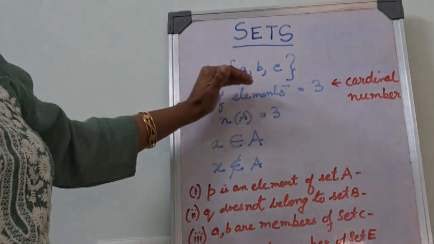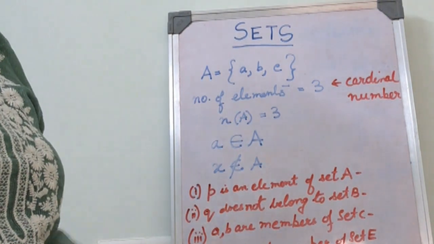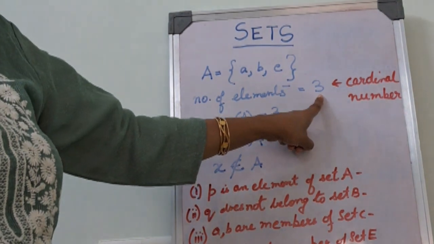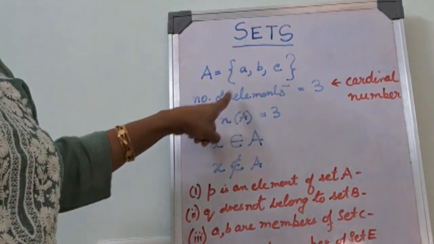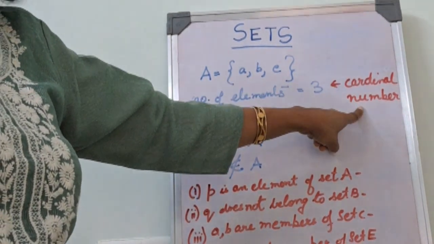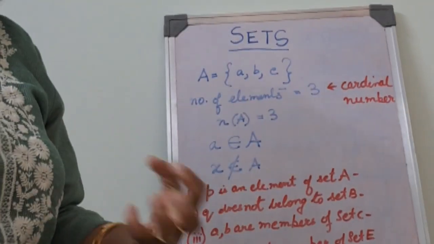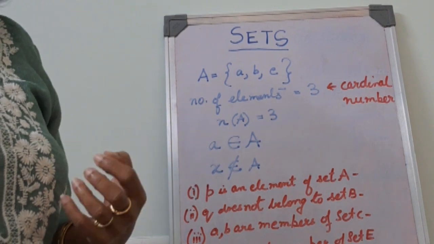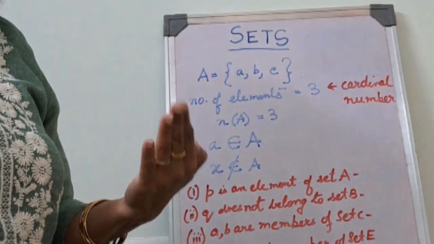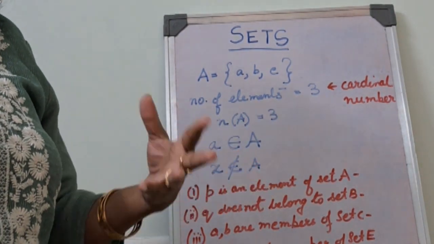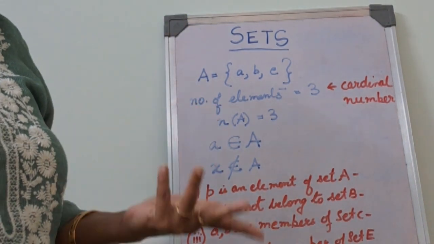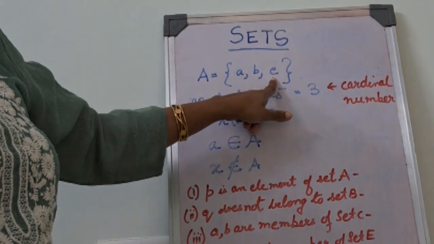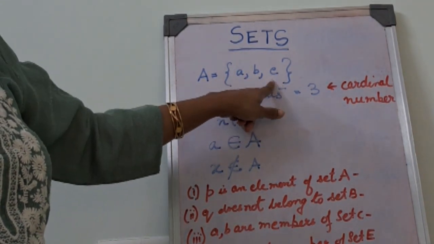Okay, so set A. How many elements does set A have? It has 3 elements. There is a special term for the number of elements, which is known as the cardinal number. If someone asks you what is the cardinal number of a set, say we took the example of the number of months in a year, what is the cardinal number of that set? We have 12 months in a year, so the cardinal number will be 12. Similarly here, the cardinal number is 3 because there are 3 elements in the set A.